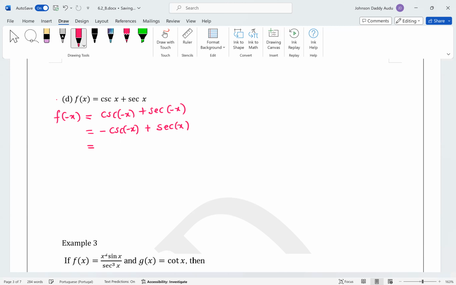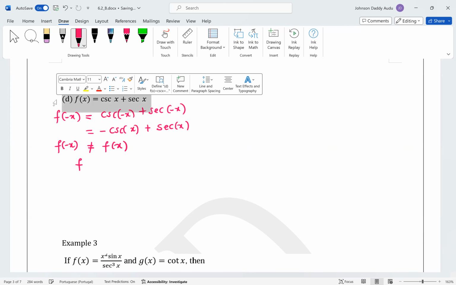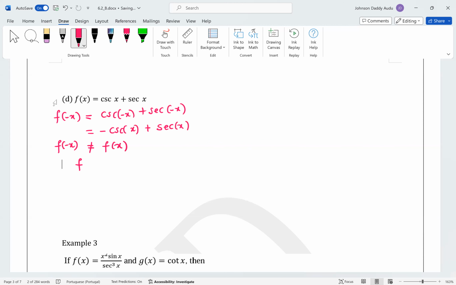All right, so now you can see that clearly this is not the same thing. Now this minus should go out. So you can see that this is not f of x. So you can see that f of minus x is not the same thing as f of x. You are not getting your f of x back. So we can say that f of x is not even.